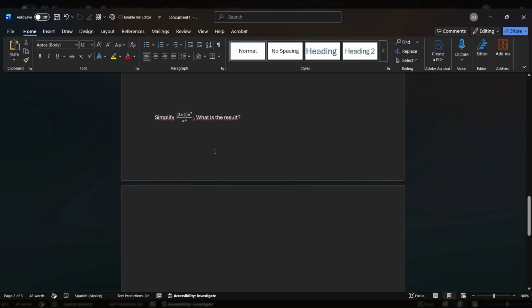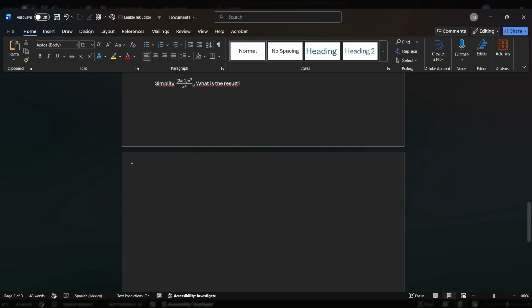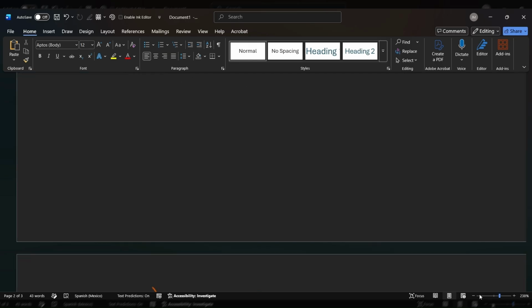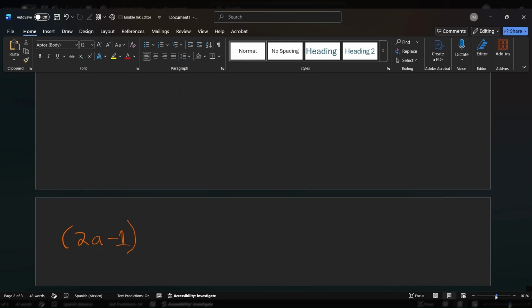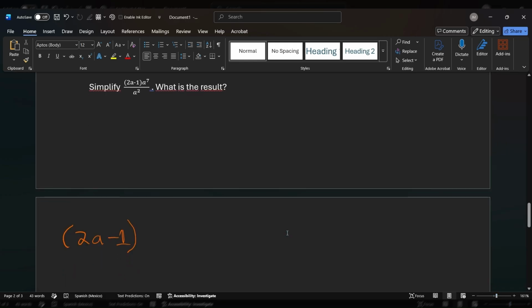Now simplify this thing. What is the result? For that, we have two parts here. So we have 2a minus 1 and then we have a to the 7. Okay, I'm just zooming a little bit farther, not that much. There you go, a to the 7 and a to the 2. So a to the 7 and a to the 2. Let's just put it as a to the 7 minus 2.